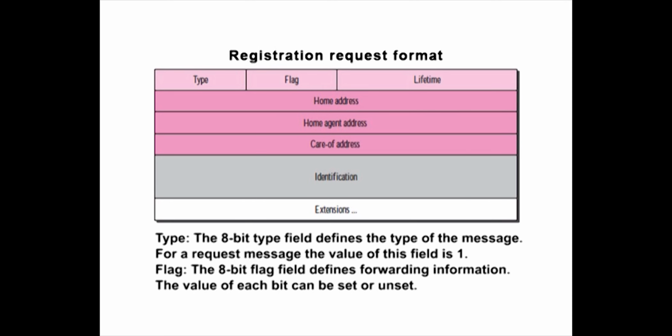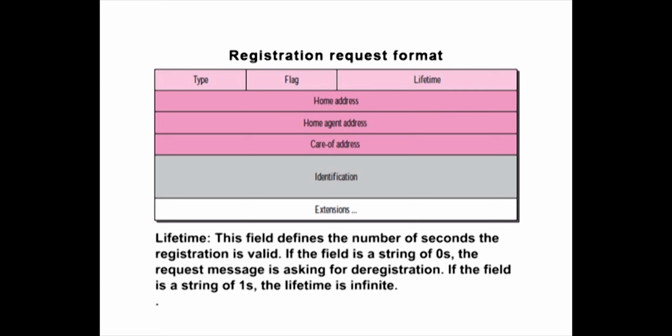Type. The 8-bit type field defines the type of message. For a request message, the value of this field is 1. Flag. The 8-bit flag field defines forwarding information. The value of each bit can be set or unset. Lifetime. This field defines the number of seconds the registration is valid. If the field is a string of zeros, the request message is asking for deregistration. If the field is a string of ones, the lifetime is infinite.